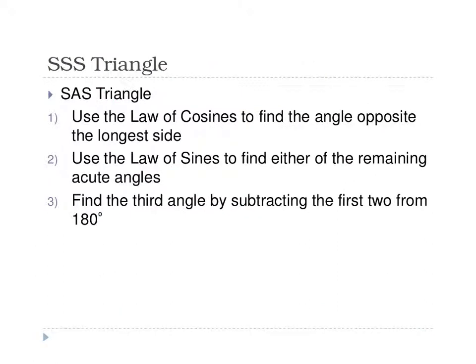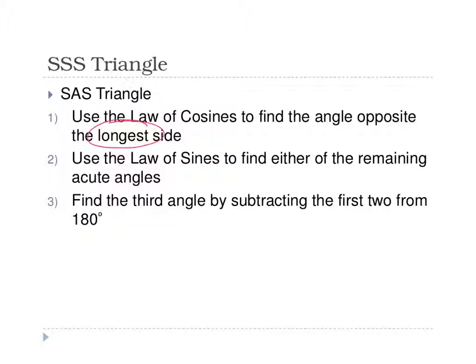All right, so let's take a look at a side, side, side triangle. Remember, when you're looking at a side, side, side triangle, you begin with the law of cosines, but you begin with the angle opposite the longest side. So that's really important, so make sure that you somehow circle, highlight that, memorize that. And then from there, we will use the law of sines to find either remaining angle, it doesn't matter which one, and then do 180 minus the two angles that we just found.